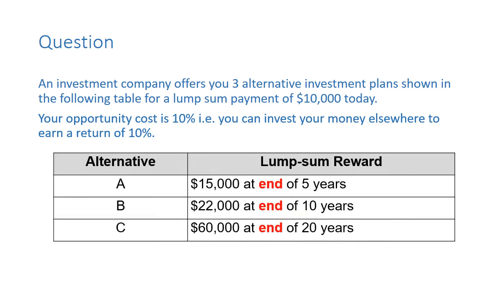Refer to the table. There are 3 alternatives here, and the lump sum reward is rewarded at 3 different timelines. Plan A is 15K at the end of 5 years. B is 22K at the end of 10 years. C is 60K at the end of 20 years.